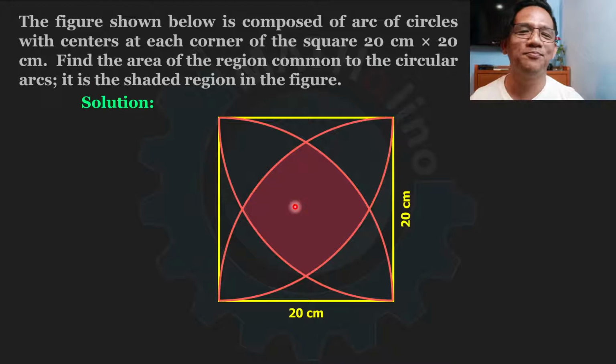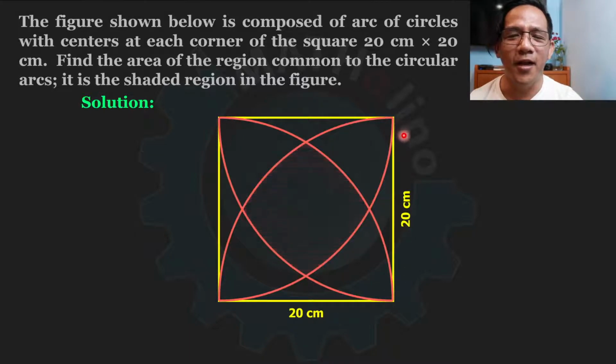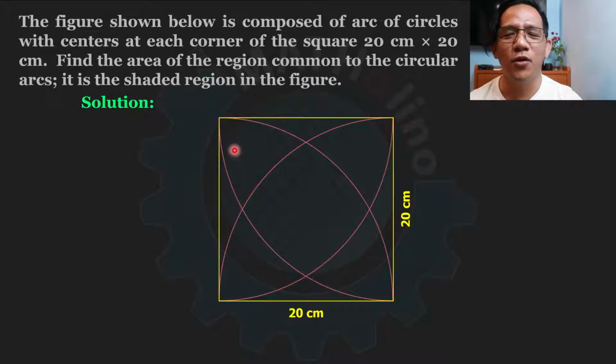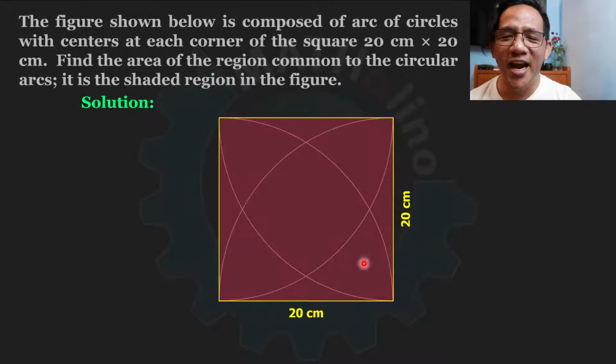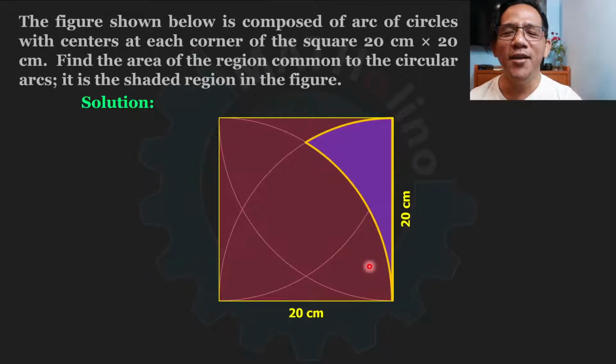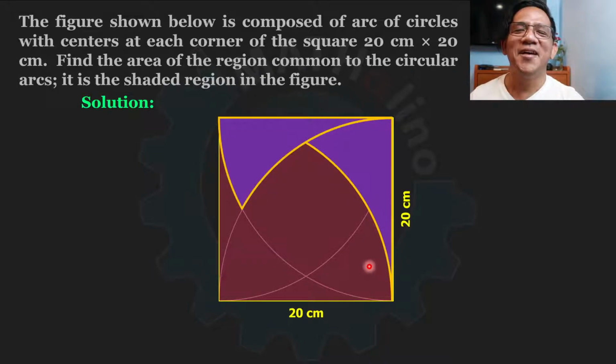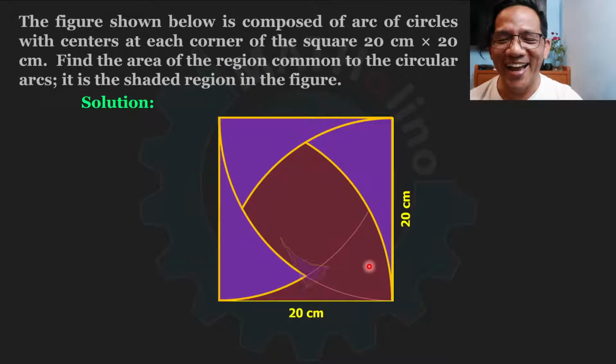Number 1, how to do that? We are going to consider this area. To find this area, we are going to consider the whole square, that is 20 by 20, minus this area, minus this area, minus this area, minus this area.